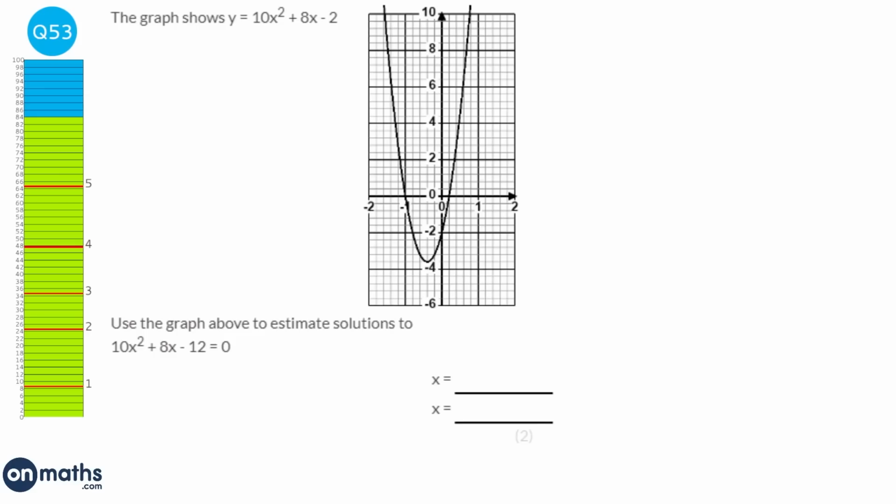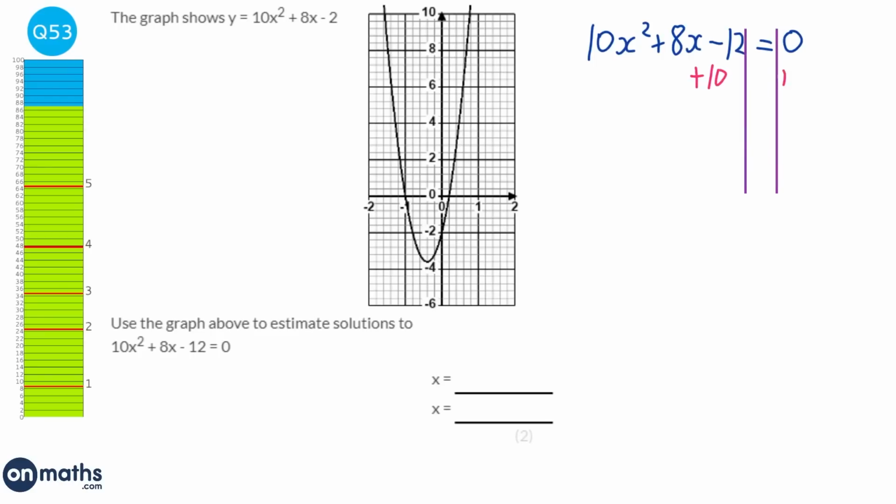What I'm going to start off by doing is rearranging this equation so that it kind of matches this one. So I'm just going to write it down. And we want the n to be -2. So what I'm going to do is I'm just going to put my rearranging lines in, and we're just going to add 10 to both sides.